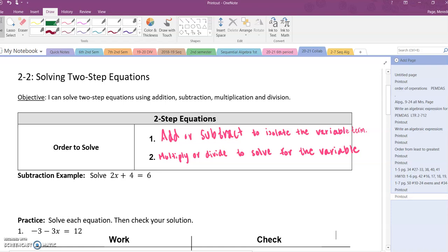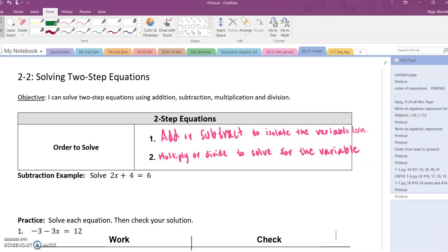Okay, so we're going to be talking about solving two-step equations. The objective is I can solve two-step equations using addition, subtraction, multiplication, and division. The steps to solve two-step equations: number one, add or subtract to isolate the variable term. That'll be the first thing you need to do. And then number two is to multiply or divide to solve for the variable.